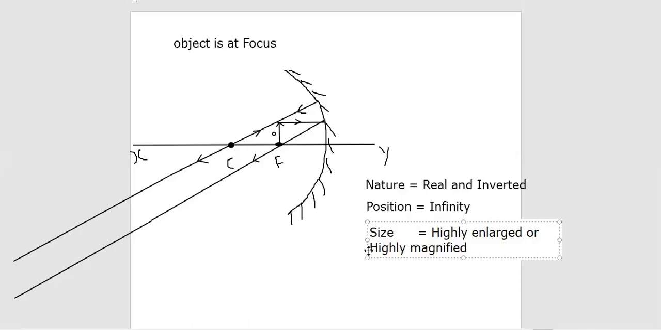You can write anything. Understood? Okay. Right? Nature of the image is real and inverted. Position of the image is at infinity.